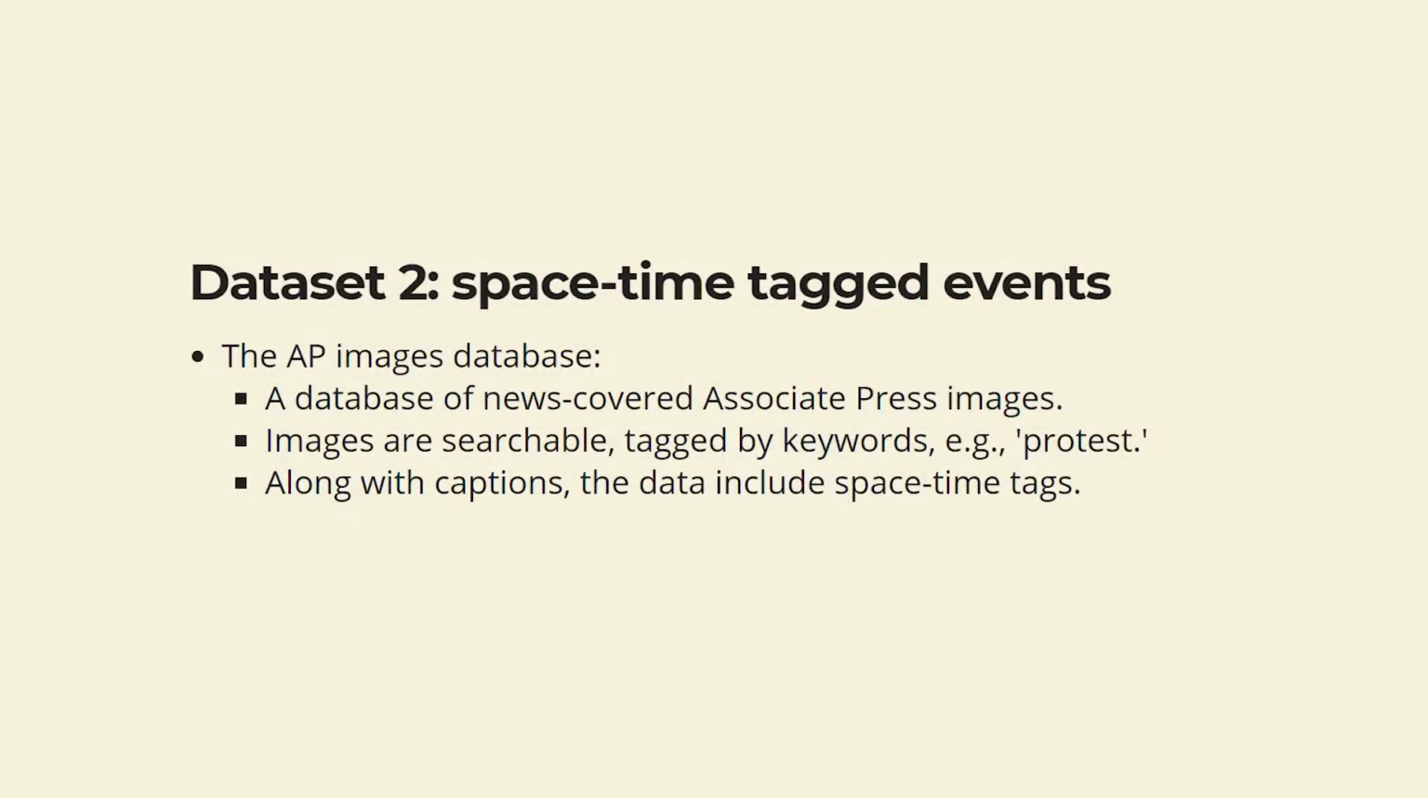But 600 million tweets is way too many tweets to go through by hand to expect some portion of them to be associated to political action. So how did we filter those down? For that, we used this university's licensed AP Images database, which is searchable by keywords like protest. And along with the images, you get captions, and inside of those captions, those are metadata tags that you get.